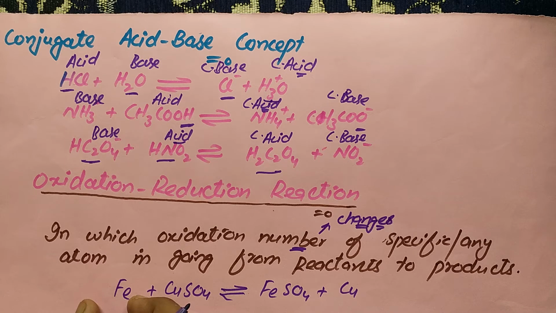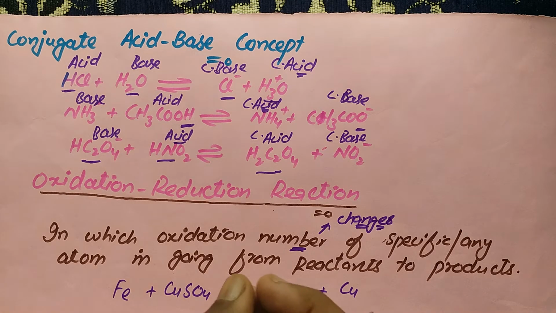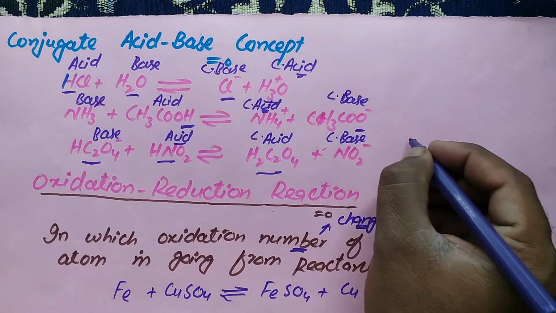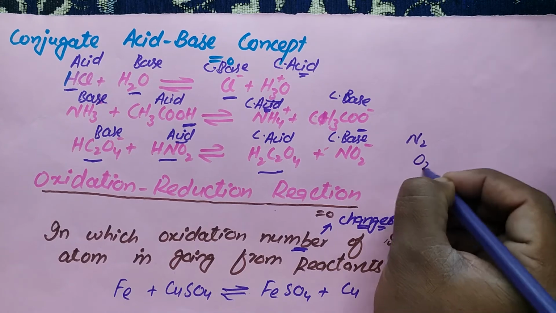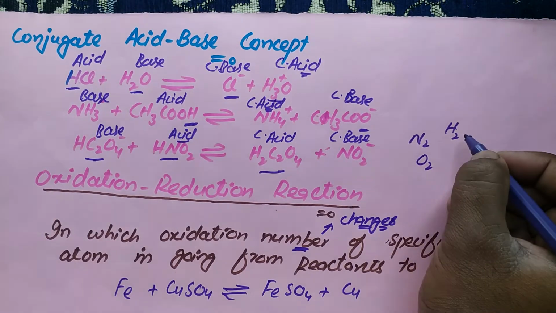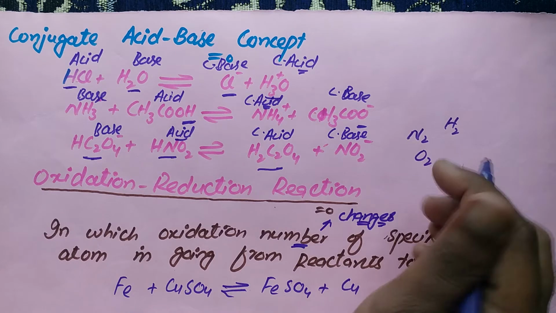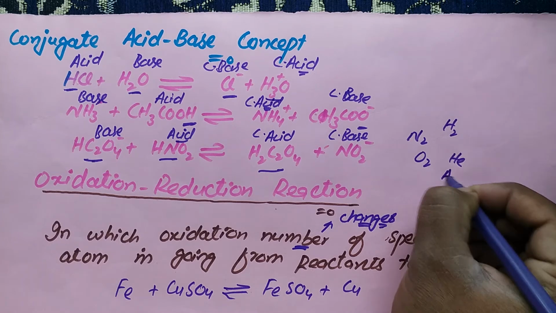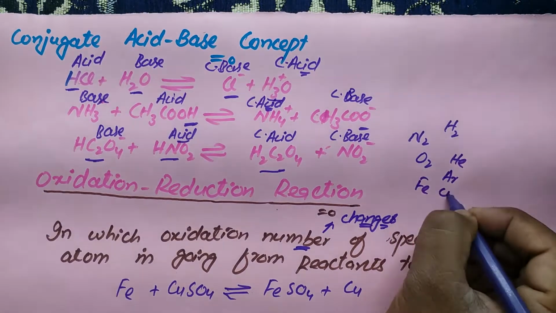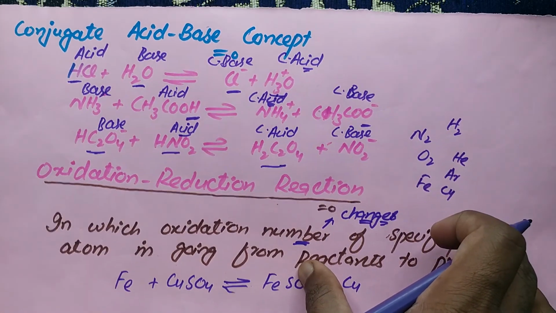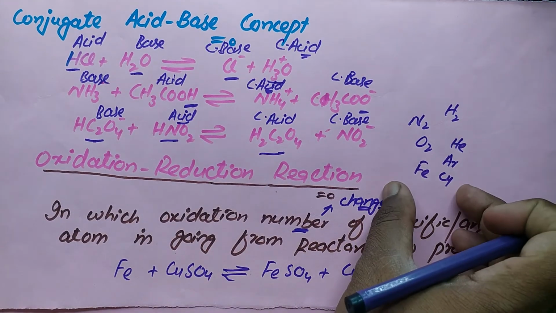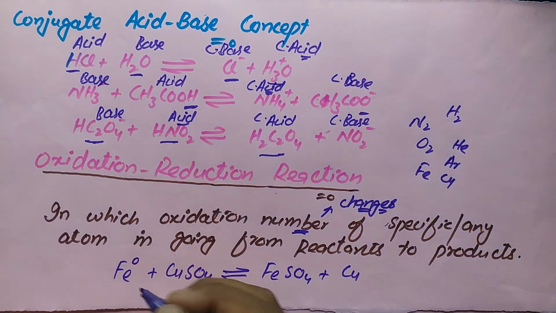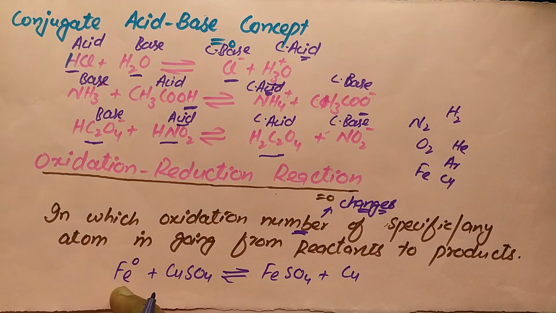Fe is in the free state. Every atom or molecule that is in the free state, for example N2 and O2, is in the free state. Similar molecules and atoms that are independent, like He, Ar, Fe, Cu, have zero oxidation state. So Fe has zero oxidation state.